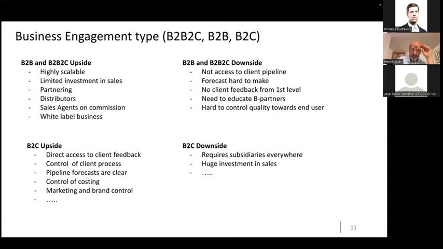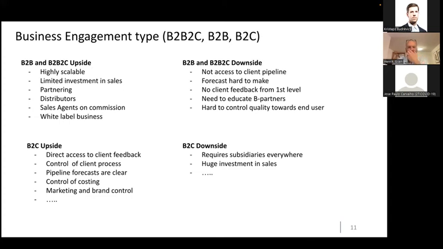Okay, thank you. So on the B2C upside, you have direct access to client feedback. This is both a blessing and a curse, because you get more direct input to your product improvement, and this is very good and operational. You get control of the client process, you get the pipeline and forecast clear, you get control of costing, and the marketing of the brand is yours, you can control it. So there are definite upsides to that. And the downside, of course, is that it requires you to be everywhere and have a huge sales organization.